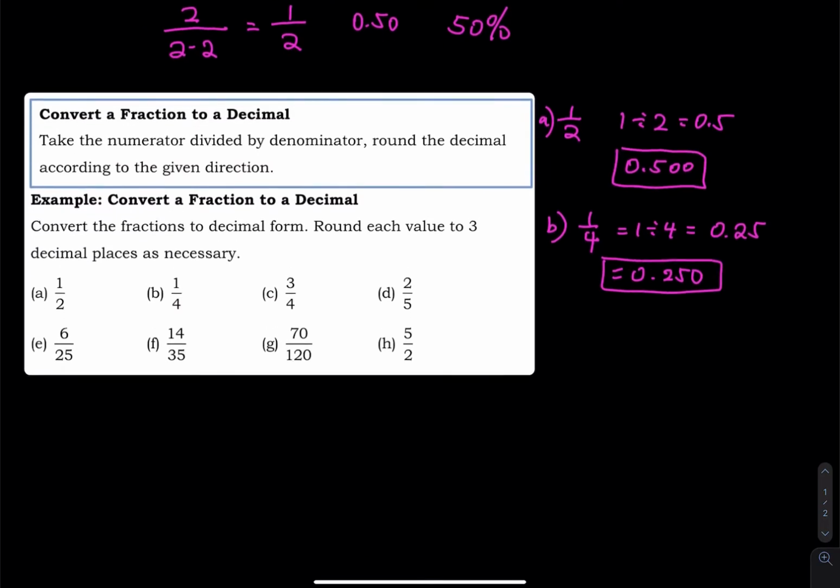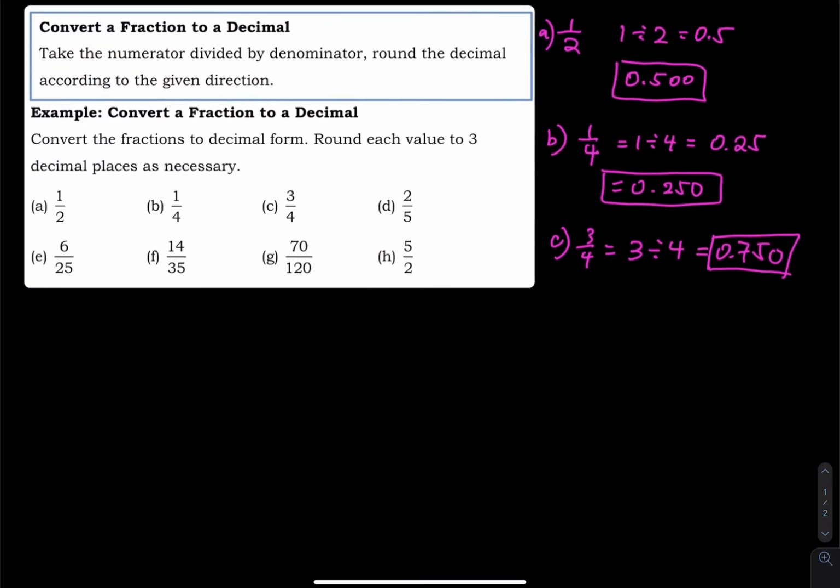And then C is 3 over 4, so that is equal to 3 divided by 4, that is 3 quarters, right? So 0.75, keep one more 0, so 0.750. So that's how we convert a fraction to a decimal.